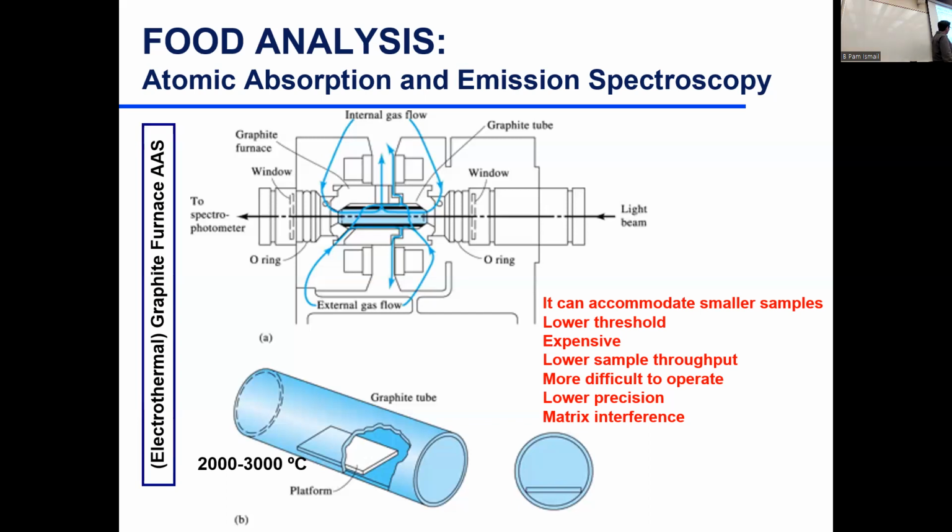However, you have lower throughput. So it's really hard to open and put the sample in each time. With flame atomic absorption, it's just a matter of removing the sample tube and putting another sample. So that's why you have higher throughput. You can run more samples in a shorter amount of time. So that's basically the main differences, but the graphite tube is less common, more expensive. You don't see it very often.